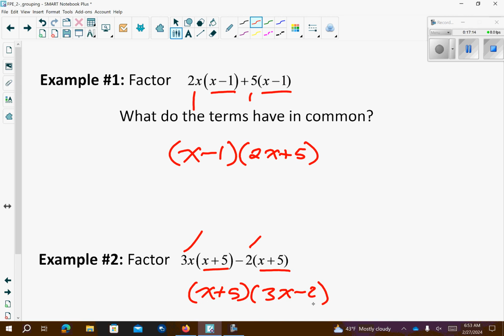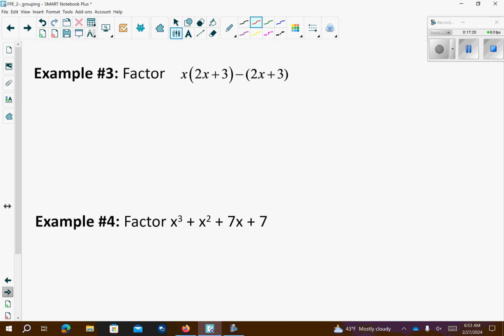So go on to, and that was page 41, by the way. Go on to page 42, which is the next page. Okay, what do I have in common between the two? Yeah, I have 2x plus 3, so the whole term comes out. And then I'm left with an x minus, well, everything factored out.